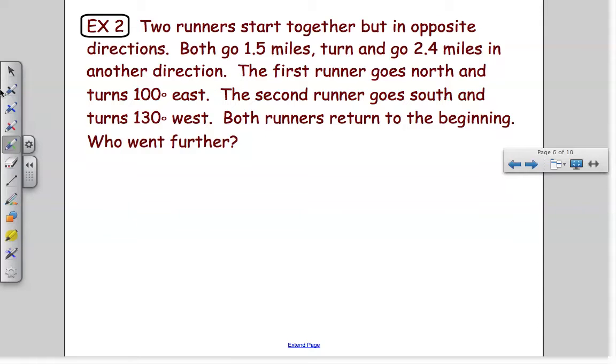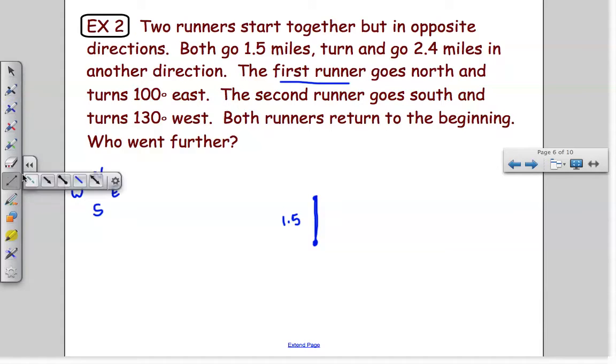Let's check it out here. They start together but in opposite directions. So the first guy, we'll do in blue. First runner goes north and turns 100 degrees east. Remember, they go 1.5 miles first, so north 1.5 miles, and we'll do a compass just like this: north, south, east, and west. And I always remember the compass because it says "we" right there. So if he goes north 1.5, we'll say that this distance is 1.5 miles.